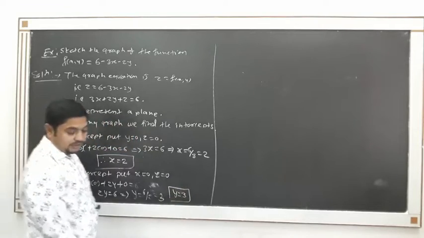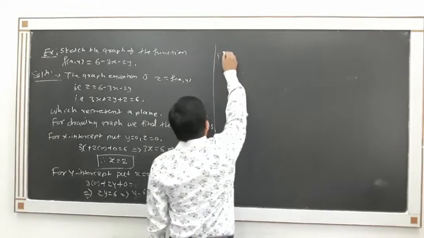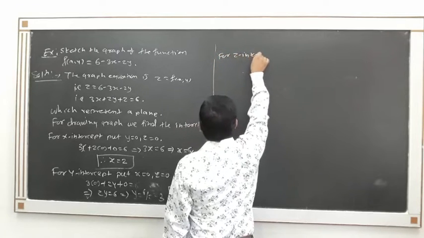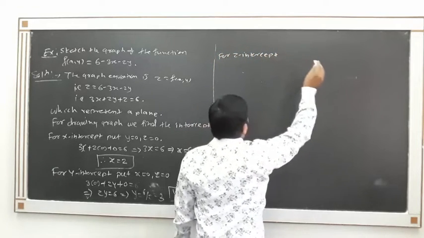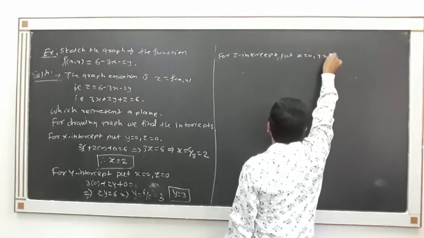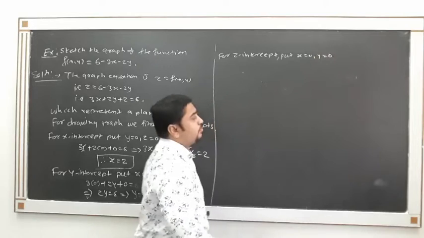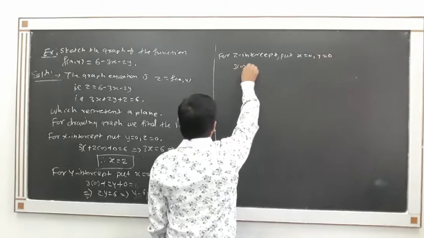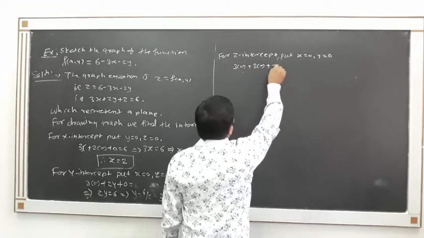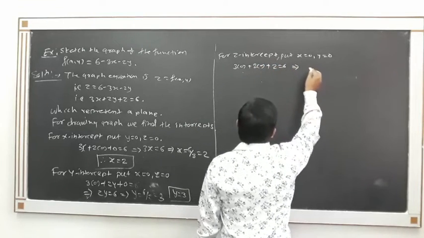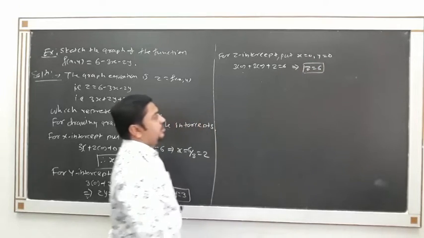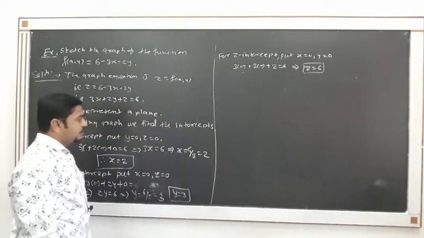Okay. Similarly, what can we find? Put for the z-intercept. For the z-intercept, put x is equal to 0, y is equal to 0. So what are we getting? 3 times 0 plus 2 times 0 plus z is equal to 6, and therefore we are getting the z-intercept is 6.